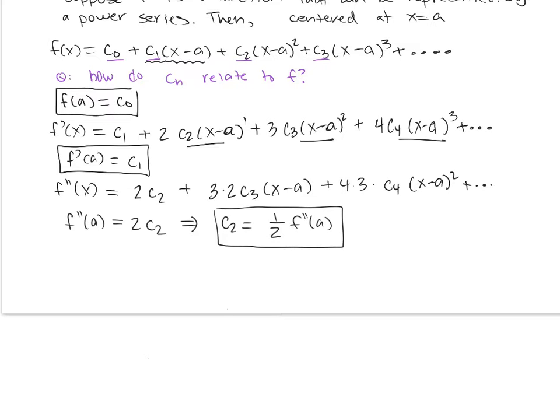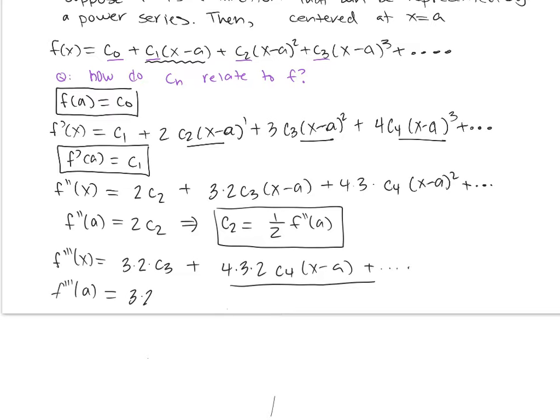And I think one more derivative and you're going to see the pattern. So the third derivative is equal to 3 times 2 times c3 plus 4 times 3 times 2 c4 times x minus a plus more stuff. Input a, and all the later stuff goes to 0, giving 3 times 2 c3, which implies that c3 is 1 over 3 times 2 times f triple prime of a. And I'm going to write that 3 times 2 as 3 factorial: f triple prime of a over 3 factorial.